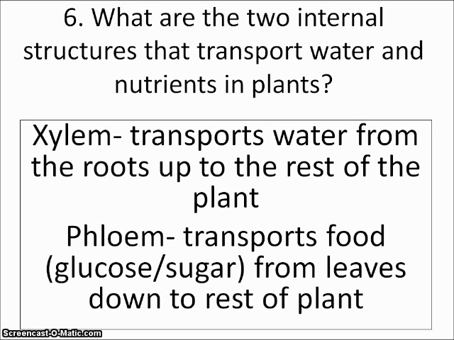Number 6, what are the 2 internal structures that transport water and nutrients in plants? You guys should know this for sure. Xylem transports water from the roots up to the rest of the plant, and the phloem transports food, which is glucose or sugar, from the leaves down to the rest of the plant.